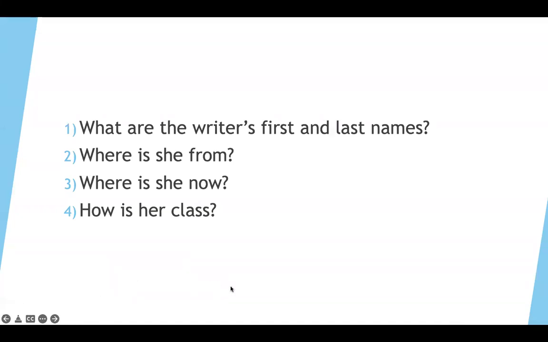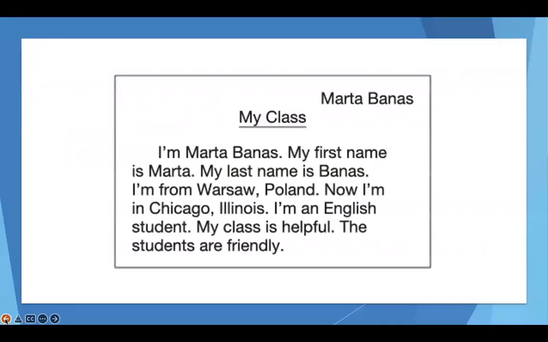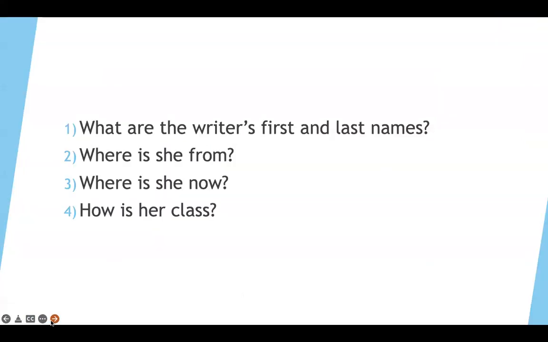We'll read it one more time for practice. I'm Marta Bonas. My first name is Marta. My last name is Bonas. I'm from Warsaw, Poland. Now I'm in Chicago, Illinois. I'm an English student. My class is helpful. The students are friendly.